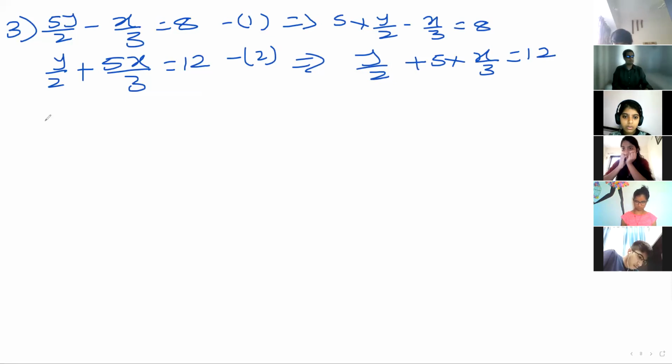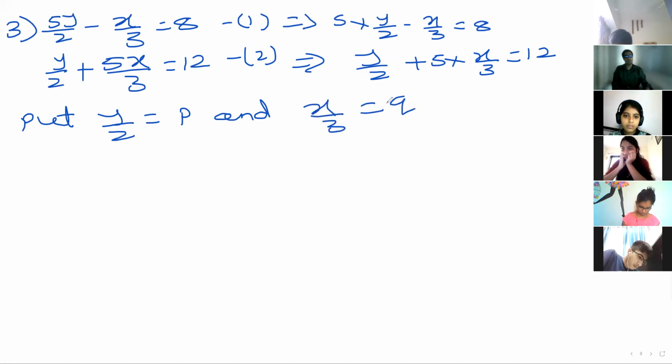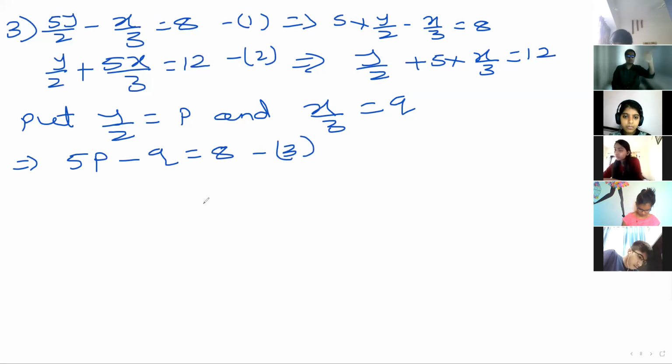Now what I suggest doing, put y upon 2 is equal to let's say p. ओके, एक कोई अलग वेरिएबल y upon 2 को p बोलो कि कितना इजी हो जाएगा देखो. एंड x upon 3 को q बोलो, तो क्या होता है, इक्वेशन 1 क्या मिलता है देखो. 5 into y upon 2 को p बोला, सो 5p माइनस x upon 3 मतलब q is equal to 8. दिस हैज बीन ट्रांसफॉर्म्ड. देखो एलसीएम निकलने की जरूरत भी नहीं है, हो गया. एंड सेकेंड इक्वेशन मिलेगा हमको y upon 2 मतलब p प्लस 5 into x upon 3 मतलब 5q is equal to 12. Are you getting this?